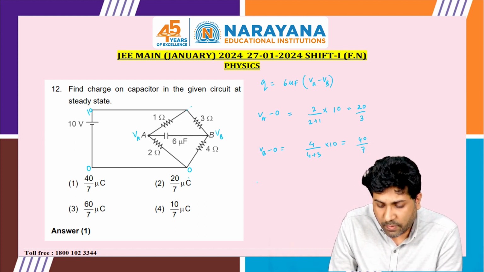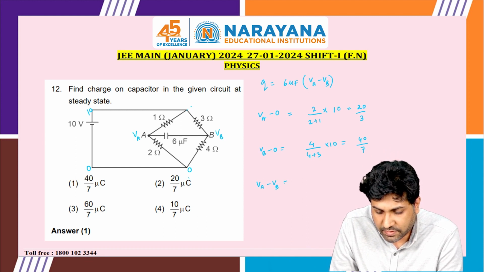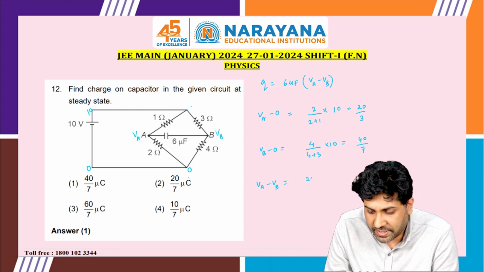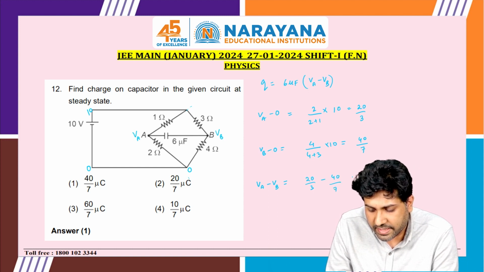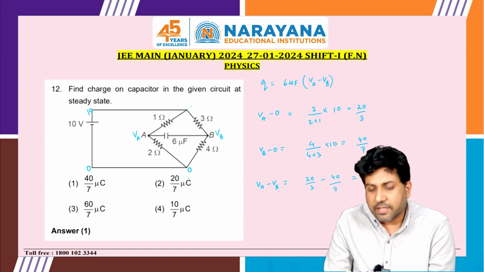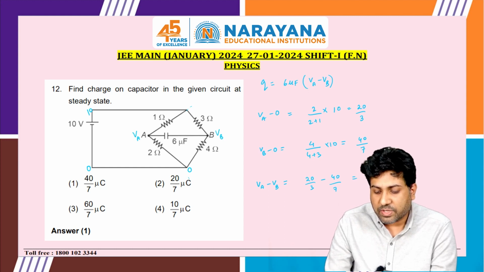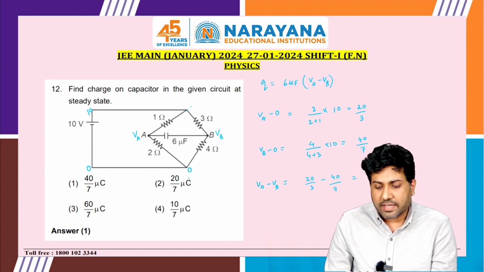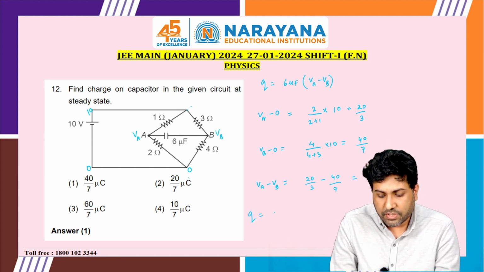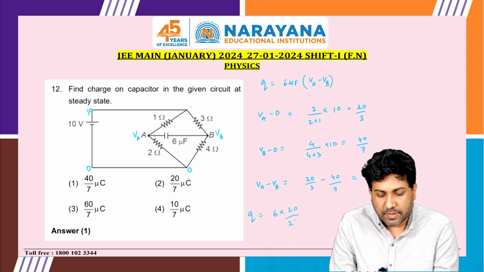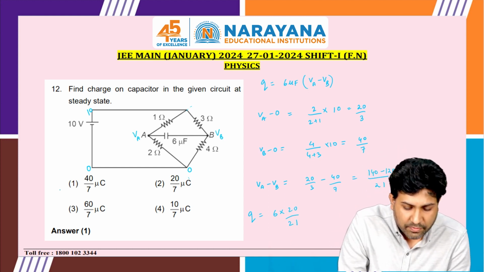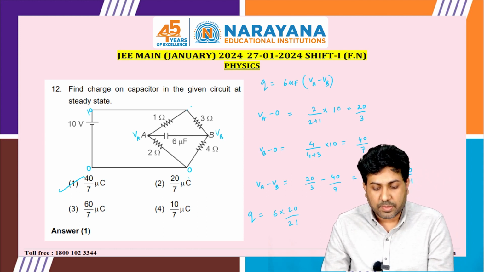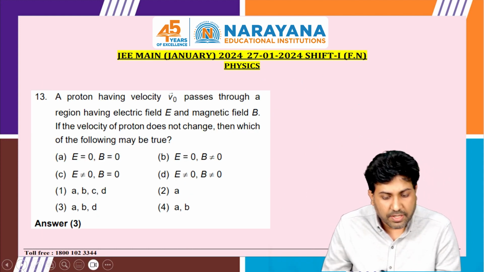Clear? So in that case, what will be the potential difference VA minus VB? That will be equal to 20 by 3 minus 40 upon 7. If you take the LCM 21, I will get 20 into 7 is 140 minus 120, that is equal to 20 upon 21. So once I get 20 upon 21 as the potential difference, then what will be the charge? The charge is 6 into 20 by 21, and that will be 40 upon 7. Okay, let's move to the next question.